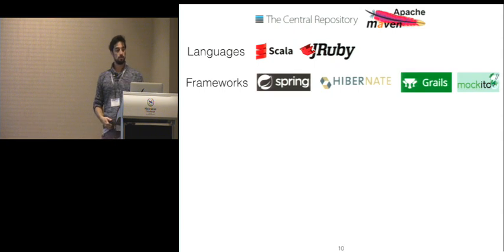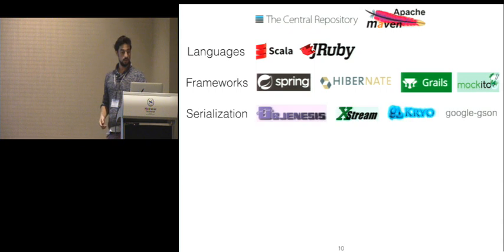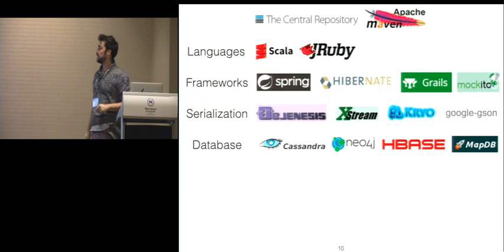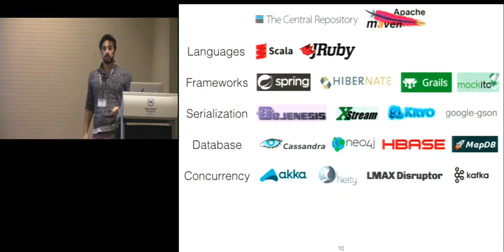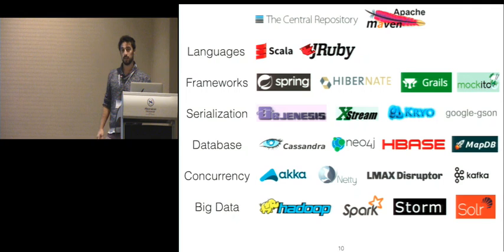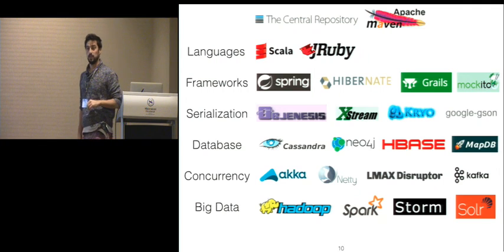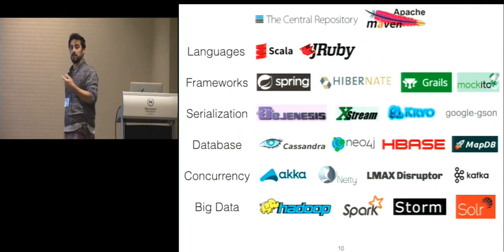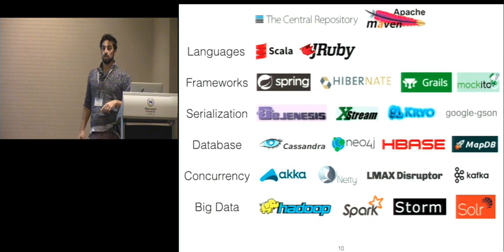But then we found some frameworks like Spring and Hibernate, or maybe some serialization libraries like Kryo or XStream, database applications like Cassandra and Neo4j, concurrency libraries like Akka or Netty, and big data like Hadoop and Spark. And probably you might hear at least of one of these. So if you don't know, you were using Unsafe maybe without knowing it.